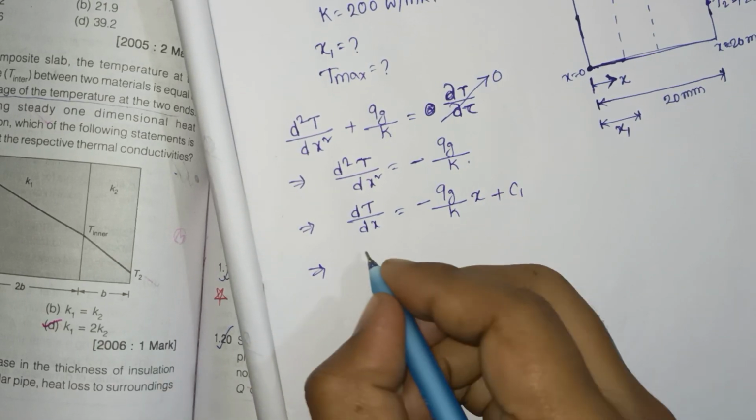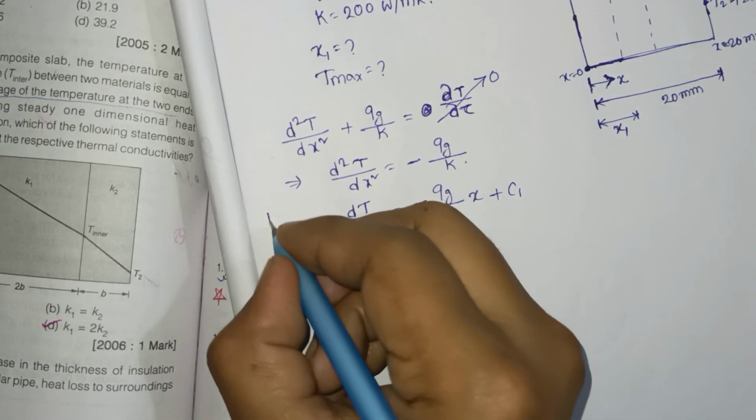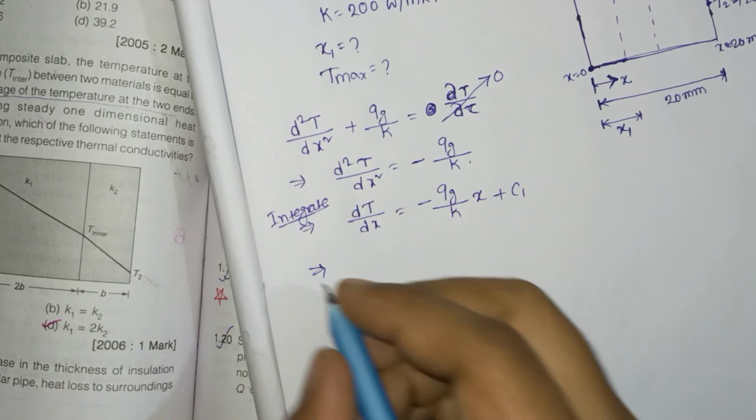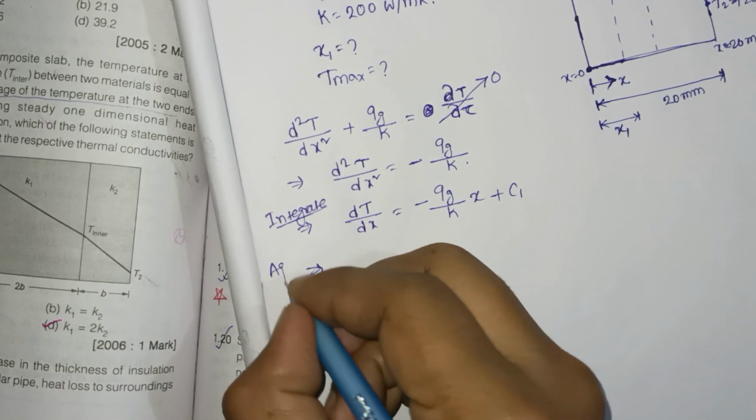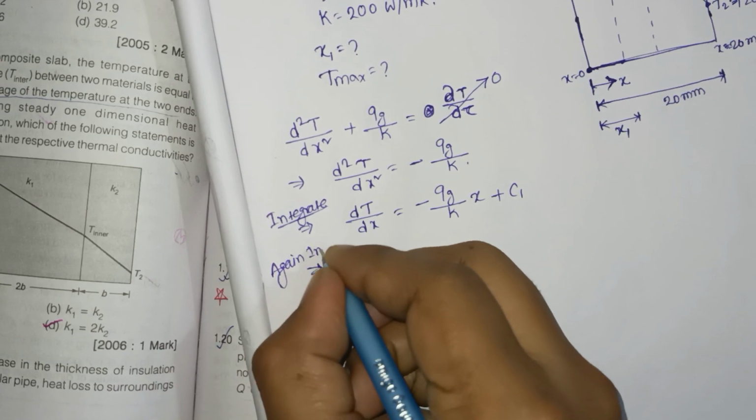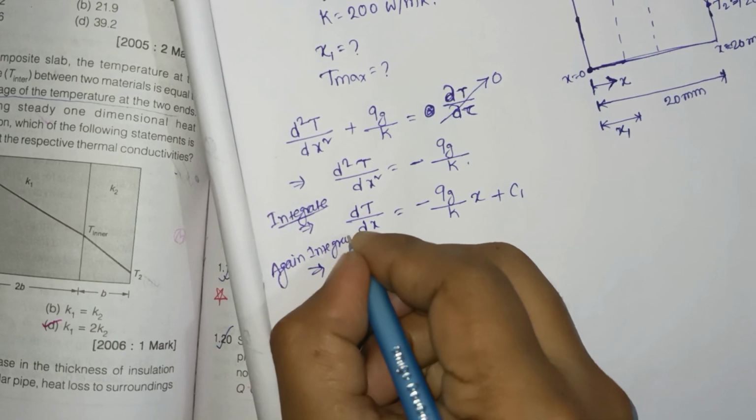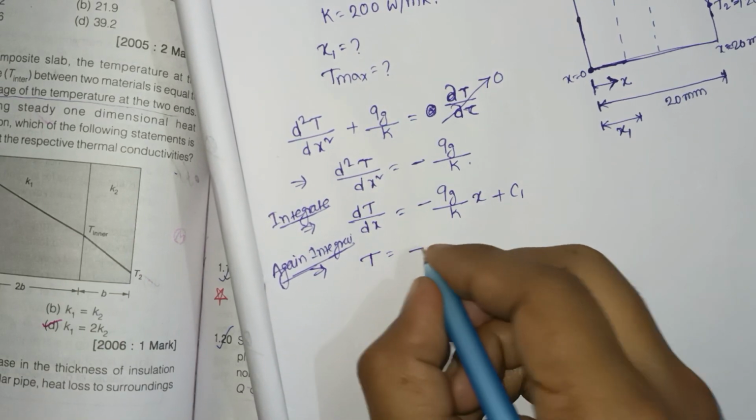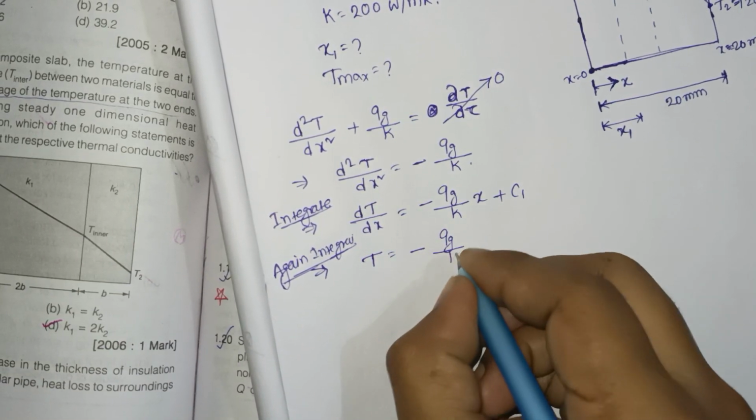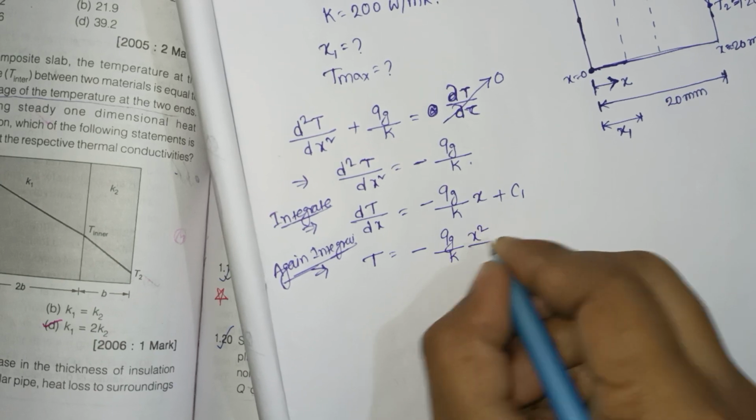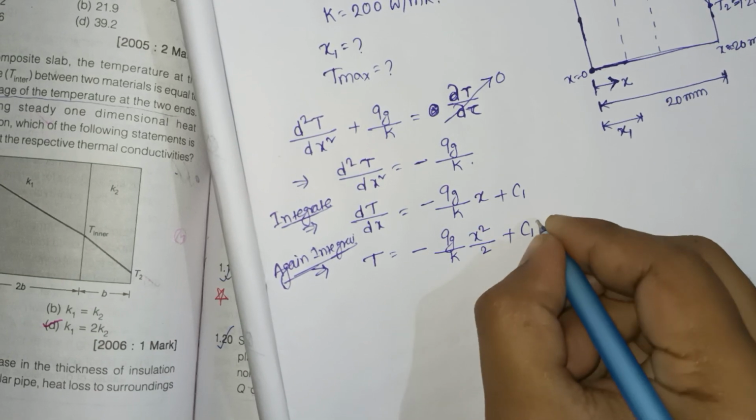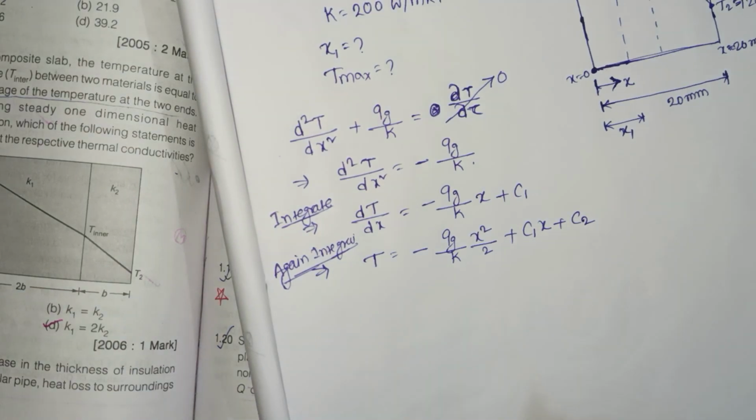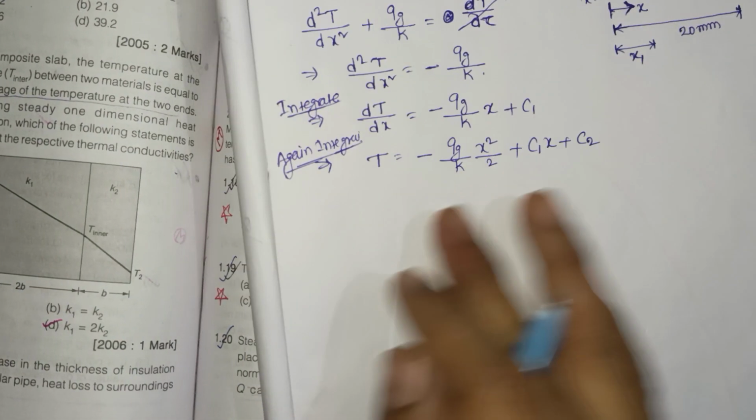If you again integrate this, again integrate, again integrate, then t equal to minus qg by k x square by 2 plus c1x plus c2.